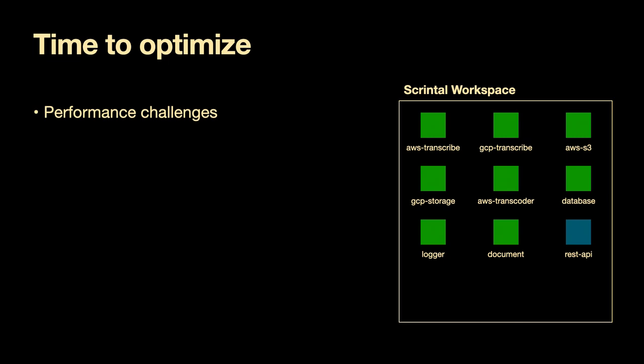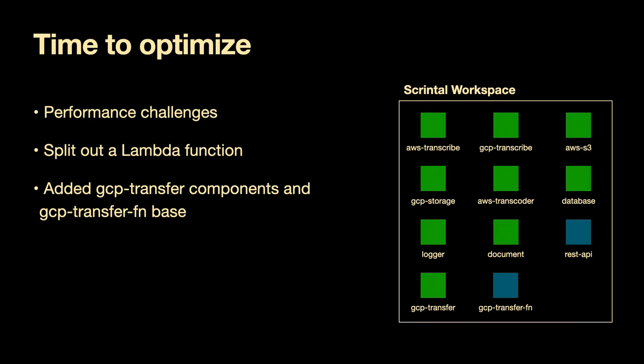We decided to split the file transfer logic into a separate Lambda function. And in order to do that, we extracted the file transfer logic into its own component. We also added a new base to expose this service as a Lambda function. So essentially, this base was exposing a function which became the entry point for the Lambda function. Once that Lambda function is called, the base is passing the call to the GCP transfer component and returning the result of that transfer.